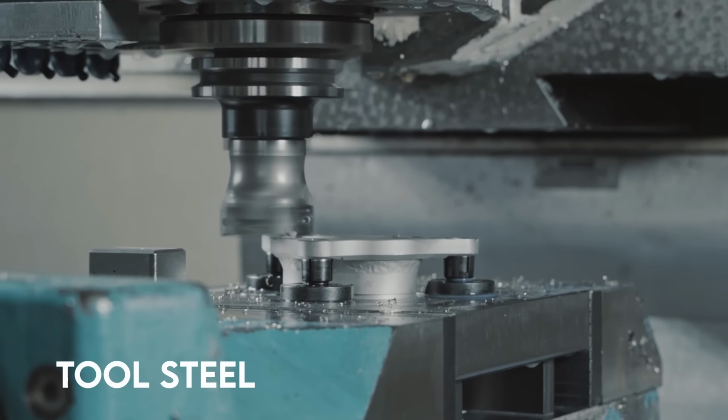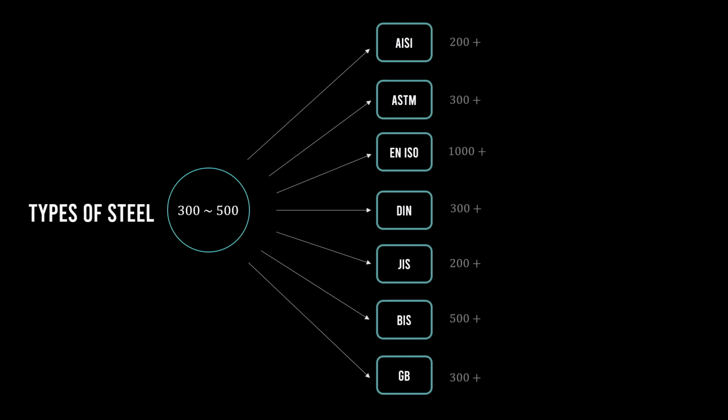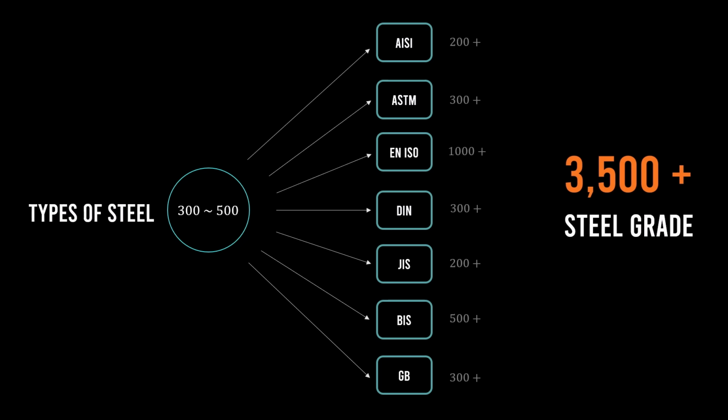So as an engineer, especially as a mechanical design engineer, choosing the right type of steel, or more specifically, choosing the right steel grade is extremely important. But here comes the challenge. There are around 300 to 500 unique types of steel grades, defined under more than 6-7 international standards. And this results in over 3,500 different steel grade names. Each standard comes from a different country or industry.